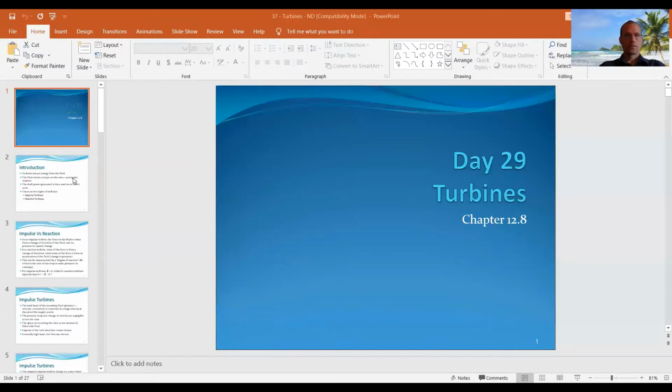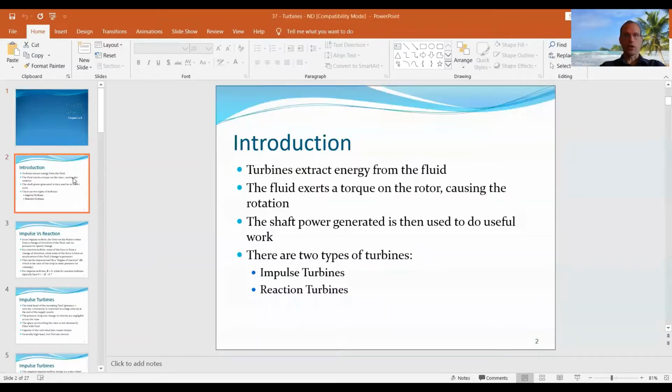So the last thing you have to deal with is turbines. Turbines are essentially the opposite of pumps. Turbines extract energy from the fluid as opposed to pumps, which put energy into the fluid. So for pumps, you have the rotors in the pumps spinning around, adding energy to the fluid. In this case, the fluid's coming in, hitting the rotors, and that's what's making them spin around. So that's taking energy out of the fluid, putting in some sort of shaft work.